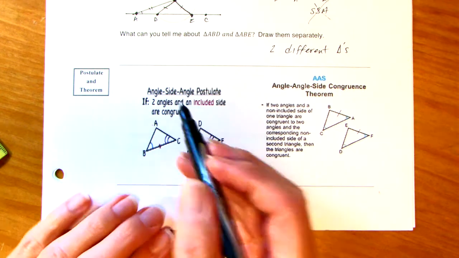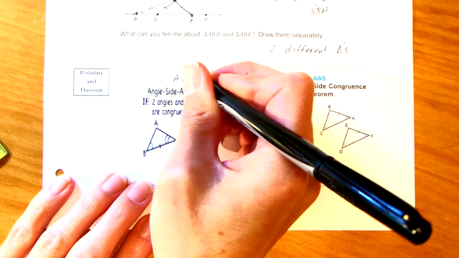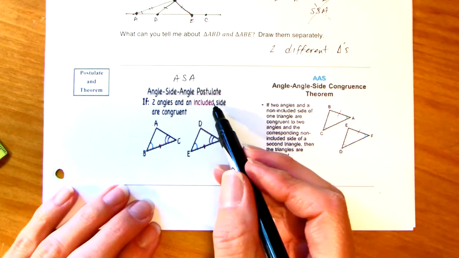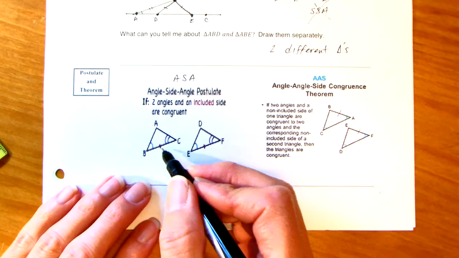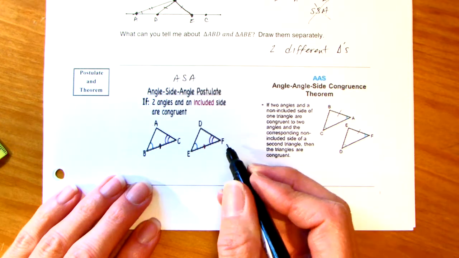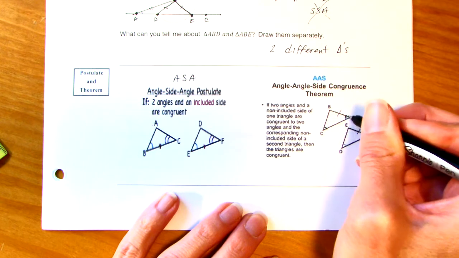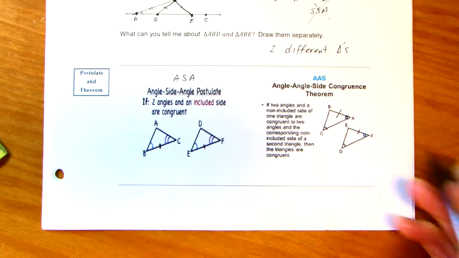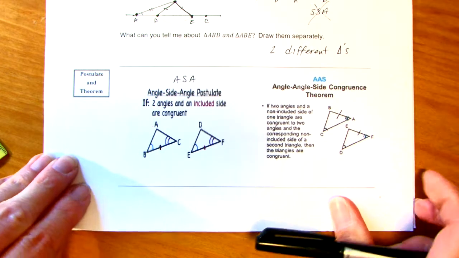Here we go. Angle, side, angle, and angle, angle, side. So if two angles and the included side are congruent, remember how before when we had side, angle, side, we had the included angle, but now we have the included side, meaning the side is in between the two congruent angles. And then this one, we have angle, angle, side. So these are two different ways that we can find congruent triangles.